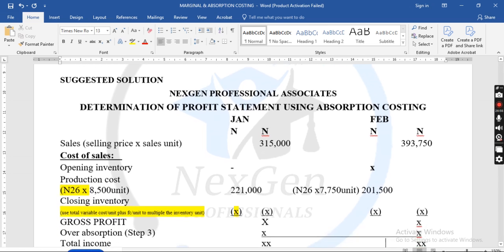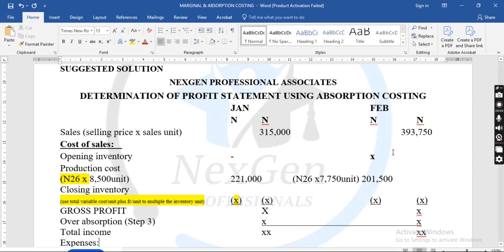So if that is established, don't forget that we still have the opening of February. The closing of January will be the opening of February, automatically. Now, you still do the same thing here. Use the total variable cost per unit plus the fixed cost per unit to multiply the closing inventory. We already did the determination of opening and closing inventory.